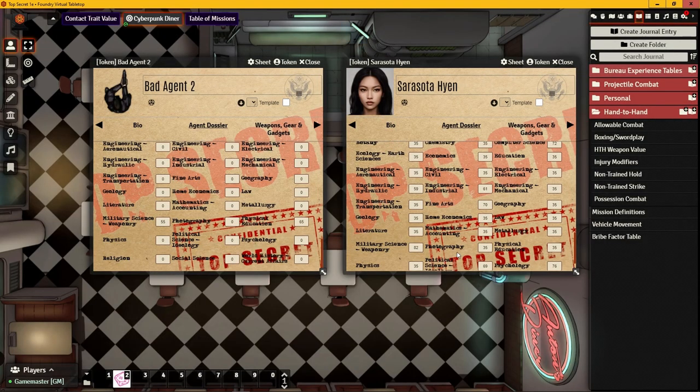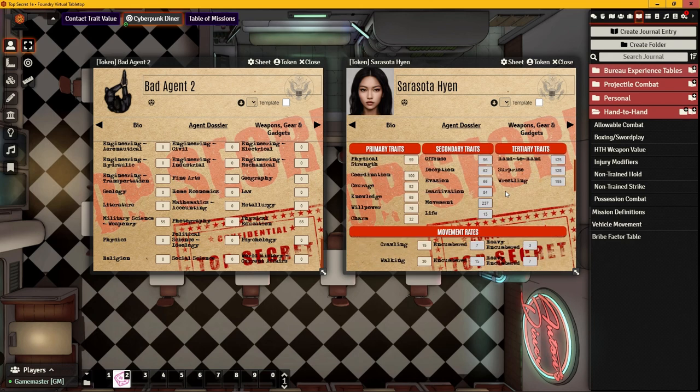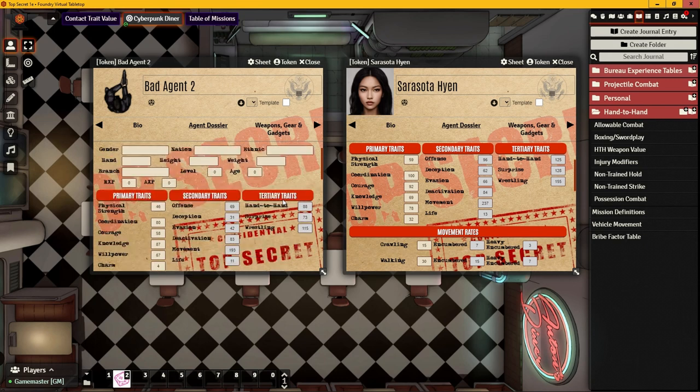Now that we know what each one can do, let's just do something simple on this one, shall we? So let's say that we compare their surprise ratings to see who's going to go first.